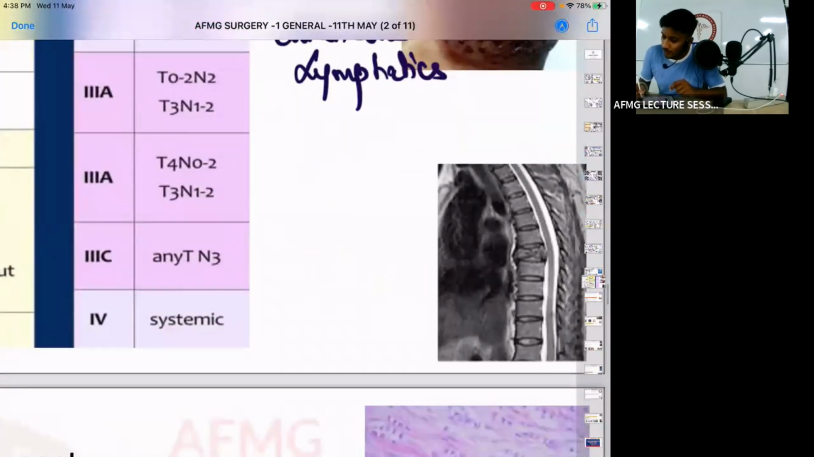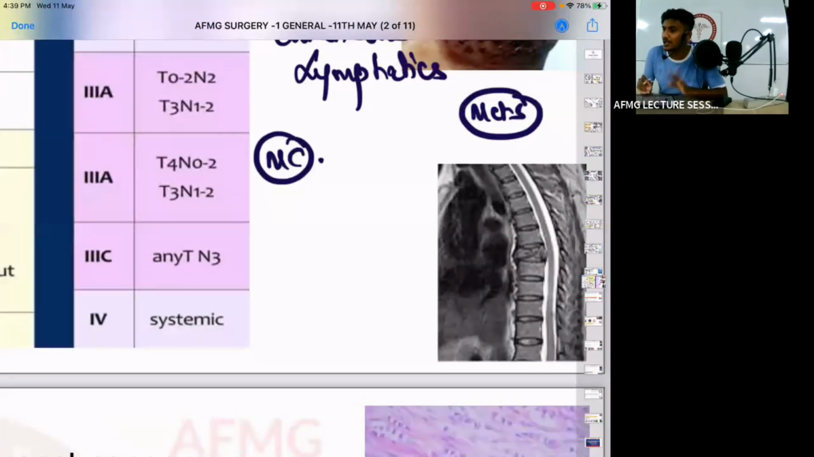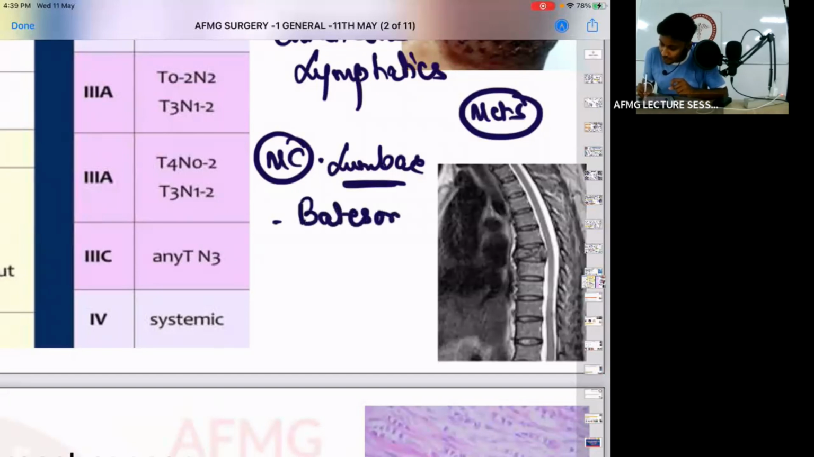If I talk about metastasis from breast cancer, the most common site of metastasis would be bones. In bones, the most common site is the vertebra. Which vertebra? The most common site would be lumbar, followed by thoracic vertebra. And is this metastasis lymphatic or hematogenous? It occurs via which plexus of veins? It occurs via Batson's plexus of veins.